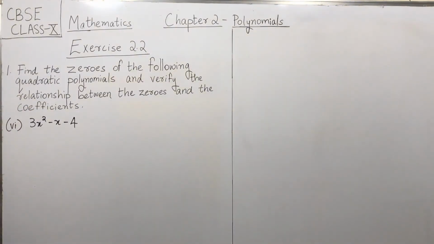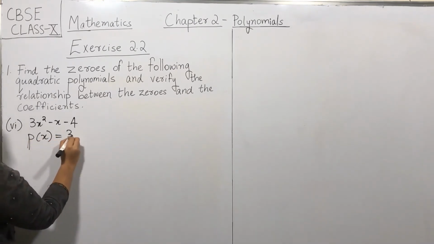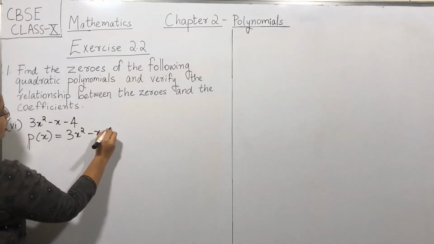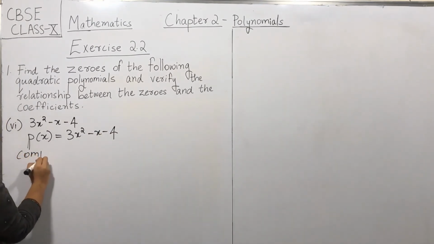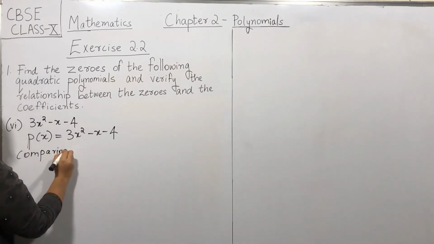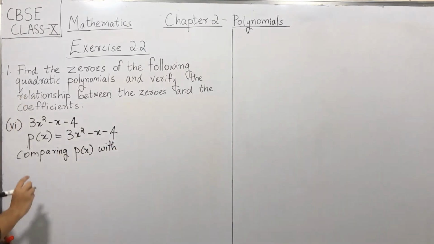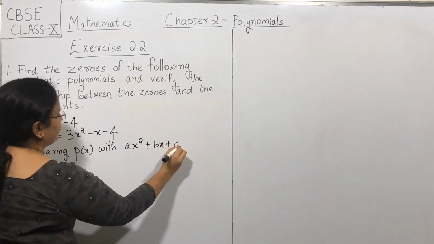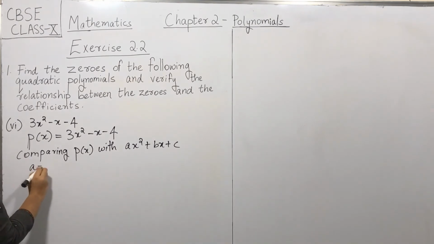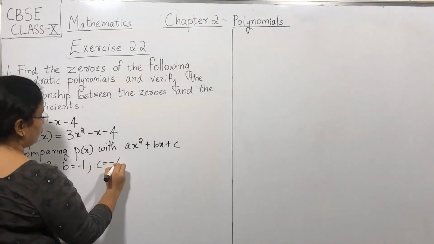Okay. Last question. 3x square minus x minus 4. You can write P of x equals 3x square minus x minus 4. We can compare P of x with the general form of quadratic polynomial, that is ax square plus bx plus c. Here a equals 3, b equals minus 1 and c equals minus 4.